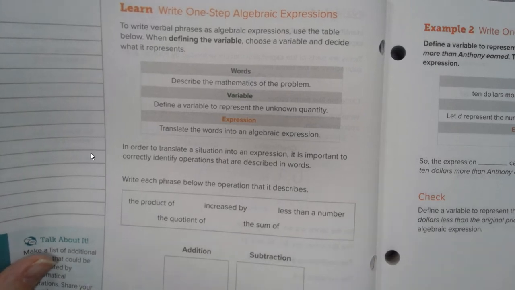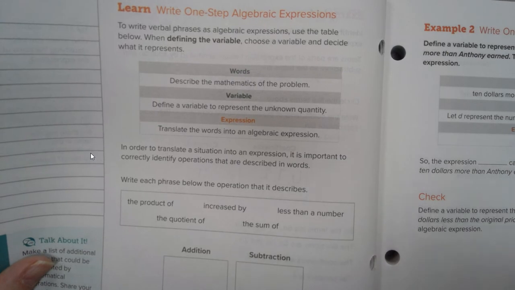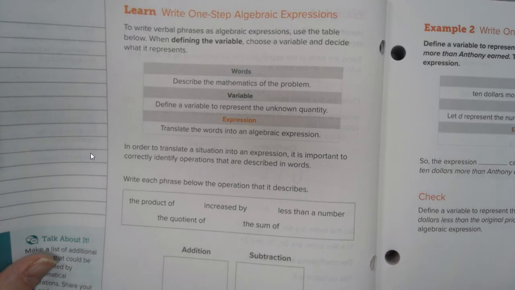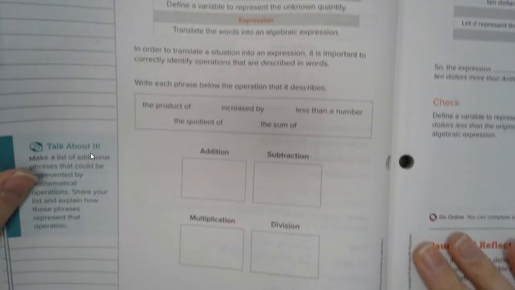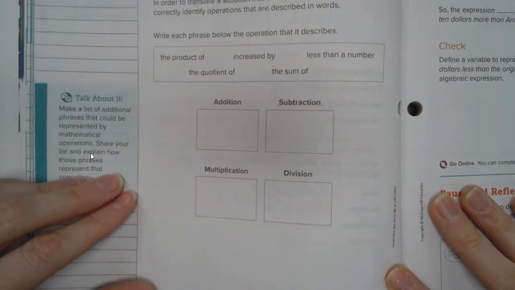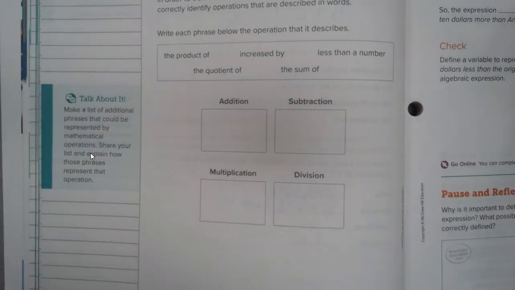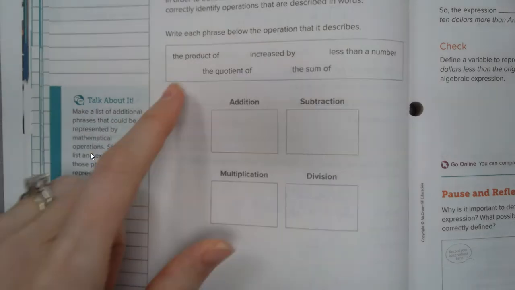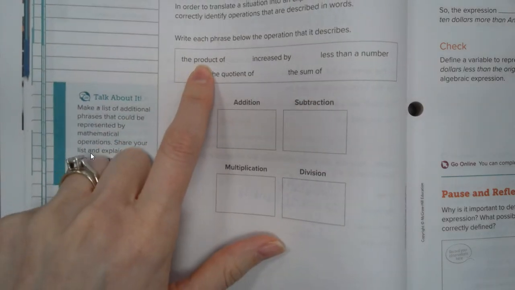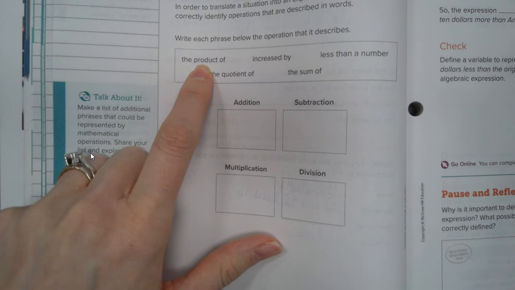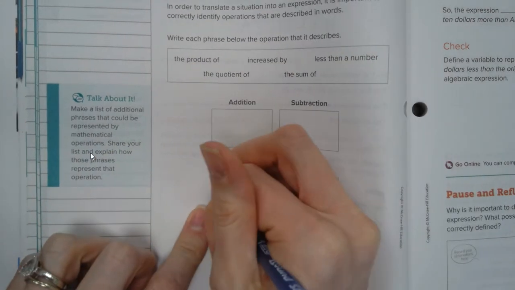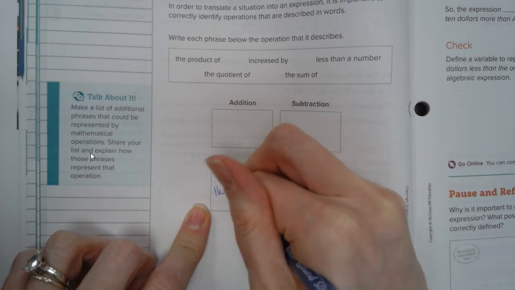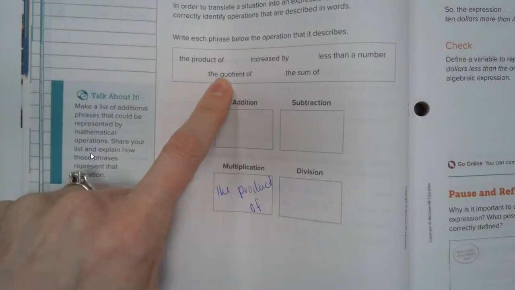In order to translate a situation to an expression, it is important to correctly identify the operations that are being described in words. Write each phrase below and the operation that it describes. Okay? Hopefully you learned this in elementary school, like key vocabulary words and what operations they mean. For example, the product of, product is the answer to a multiplication problem. The quotient of, quotient is the answer to a division problem.